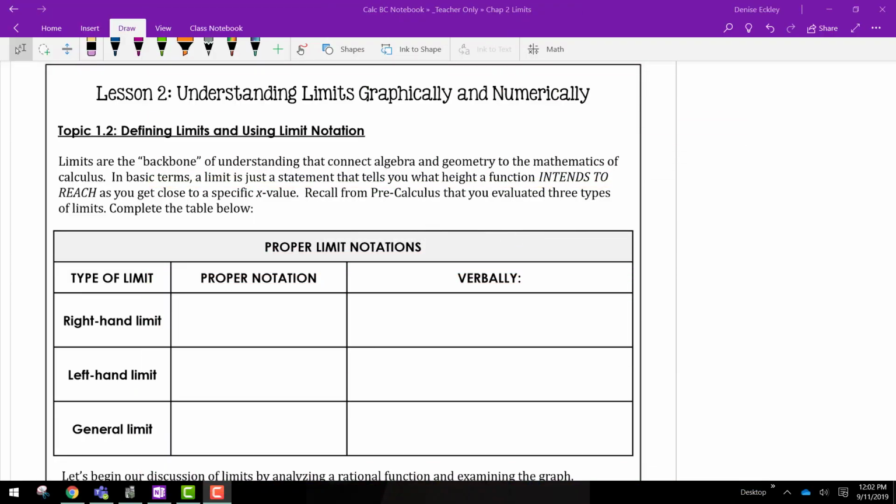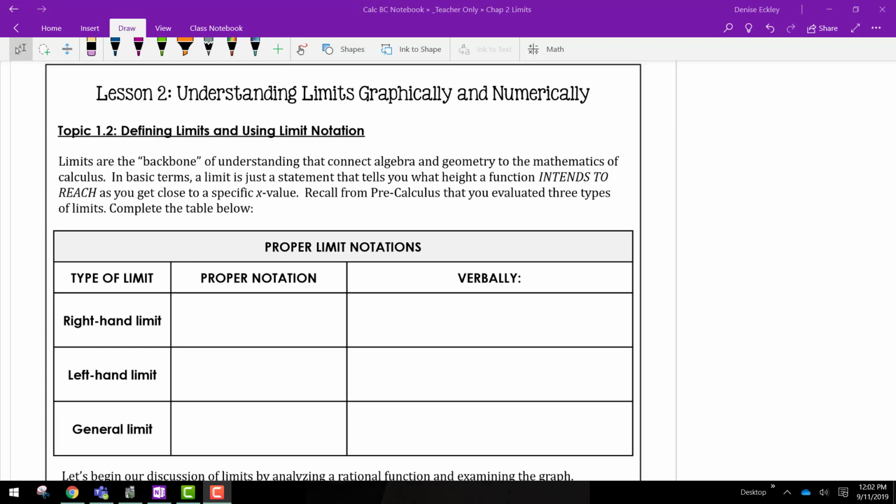Lesson 2 is going to be our introduction to limits. And this one specifically talks about looking at limits graphically and numerically. So this is going to become very important. Hopefully for most of you, this will be a review. If not, though, this will be a nice launching point for you.